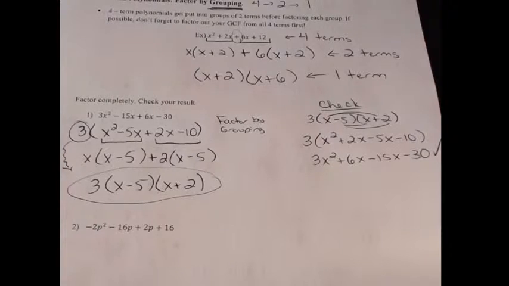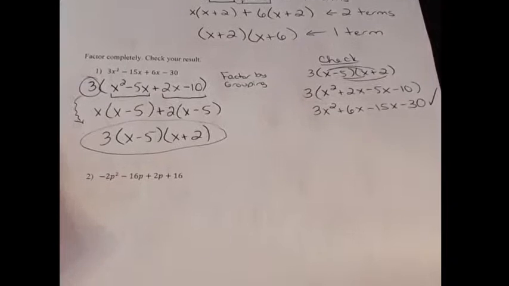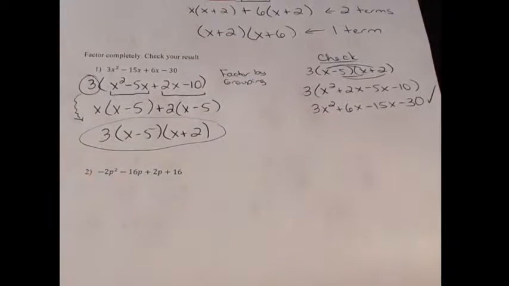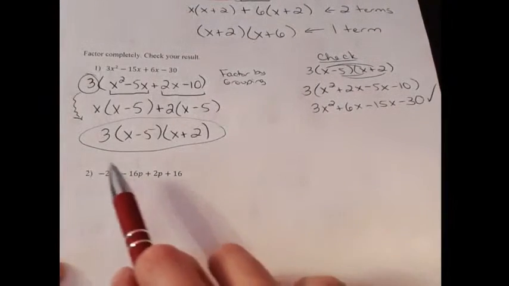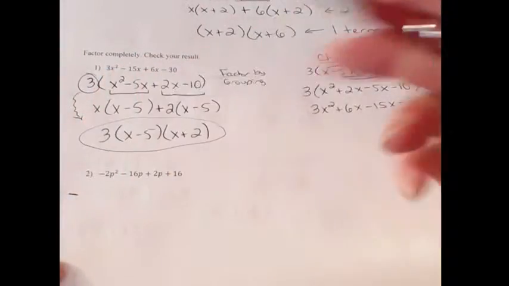Let's do it again. Let's take a look at number 2. So we have negative 2p squared minus 16p plus 2p plus 16. Step number 1, is there a GCF? Is it a leading negative? So if you look at each of these terms, first off, you know there's a leading negative. So I'm going to factor that negative out.